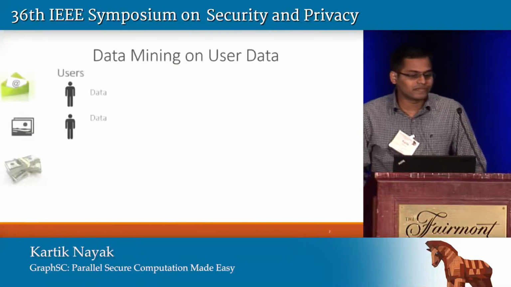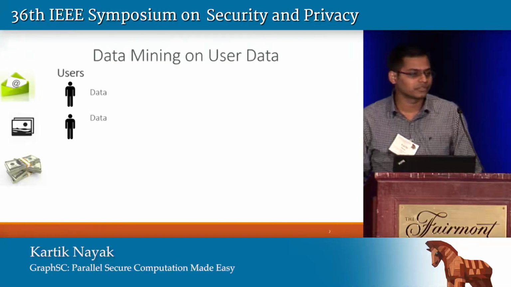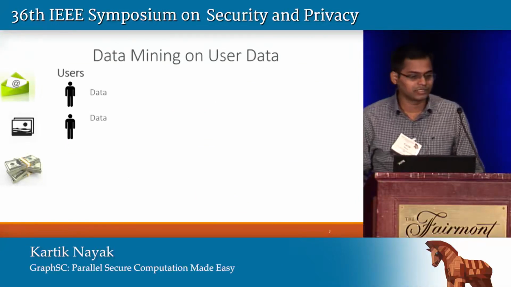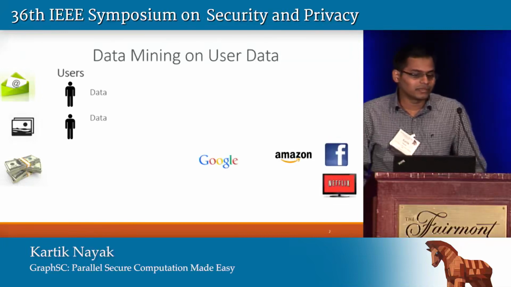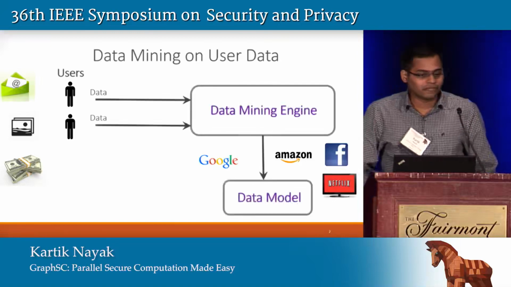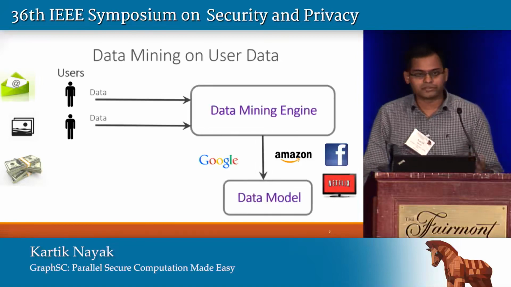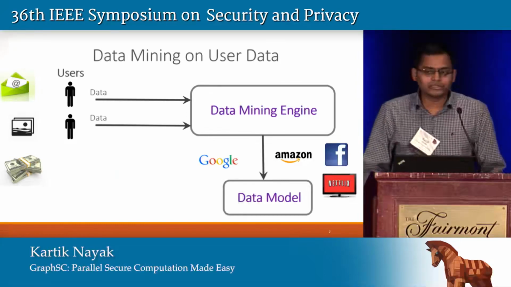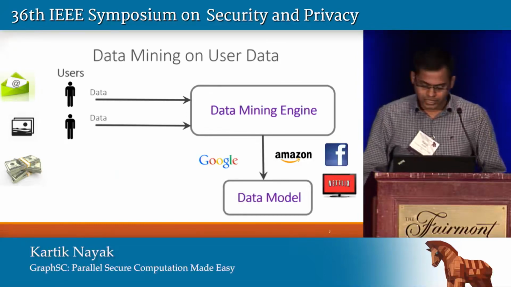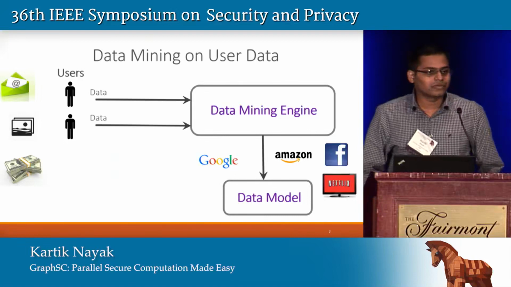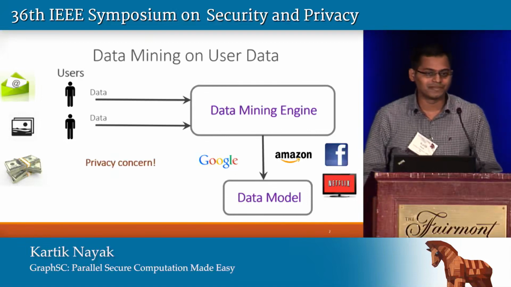So we store a lot of sensitive information in the cloud. We have our photos, videos, emails and even financial data and medical records stored in the cloud. And the cloud service provider can actually look at this data in the clear and infer information from it. They use it for personalized searches, recommendation systems, and targeted advertising. And in general, users do not want to reveal this information, and hence this is a privacy concern.